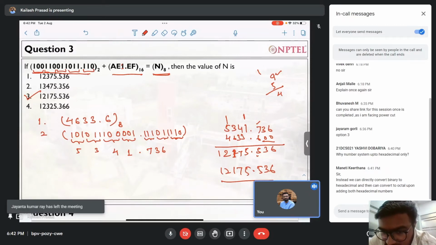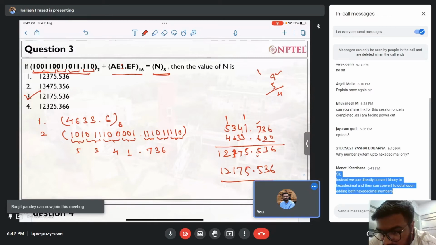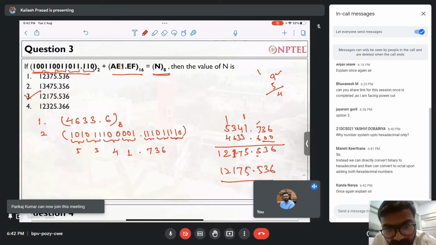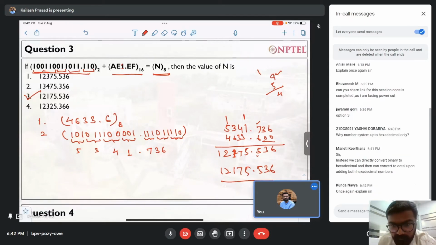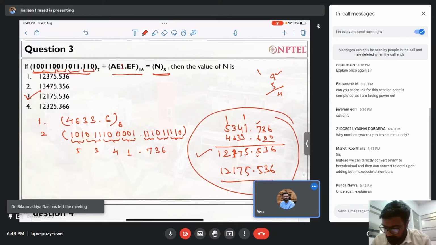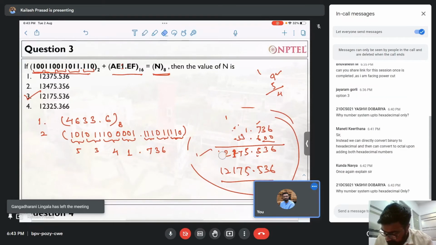Did you answer the question which he has asked? Sir, please repeat the last step. Yes, sir, the calculation. Okay, so this particular part. Okay, I can do that. Let me just remove it.